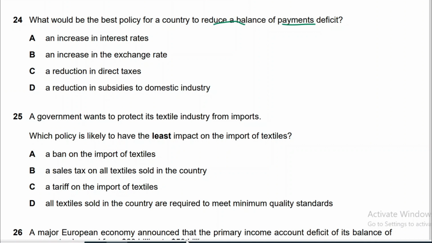So which policy will reduce this deficit? Option A is an increase in interest rates. So this is the correct answer as well. If the government increases the interest rate, then people will save more money in the bank account to earn high interest instead of purchasing imported goods, so the deficit will be corrected. All other options are incorrect.